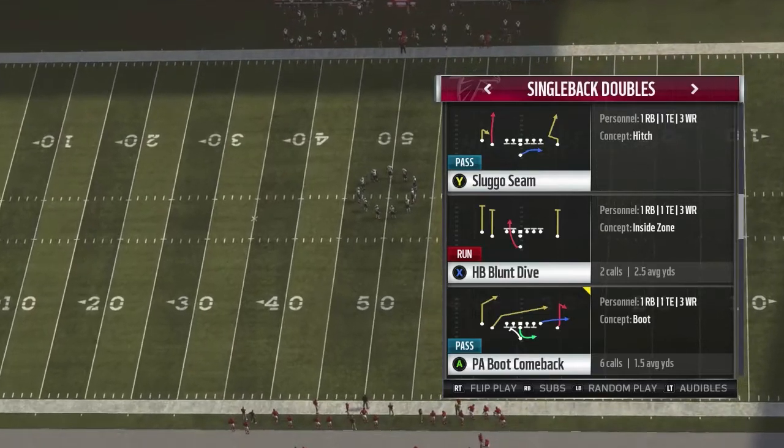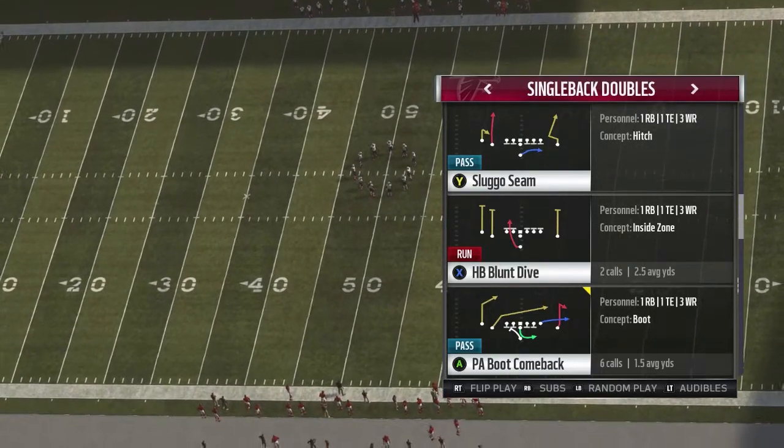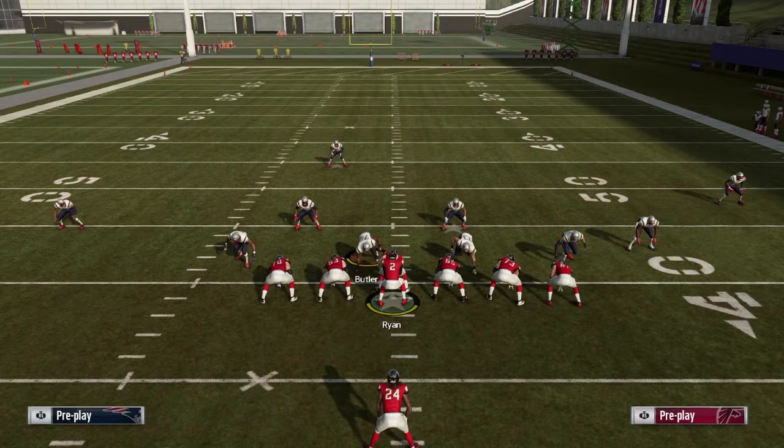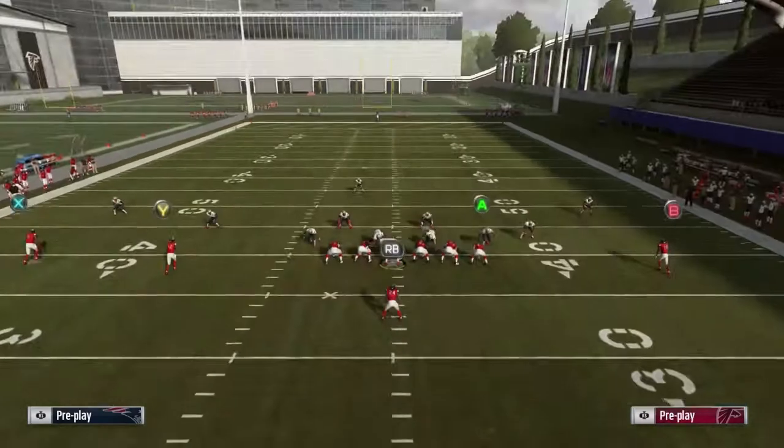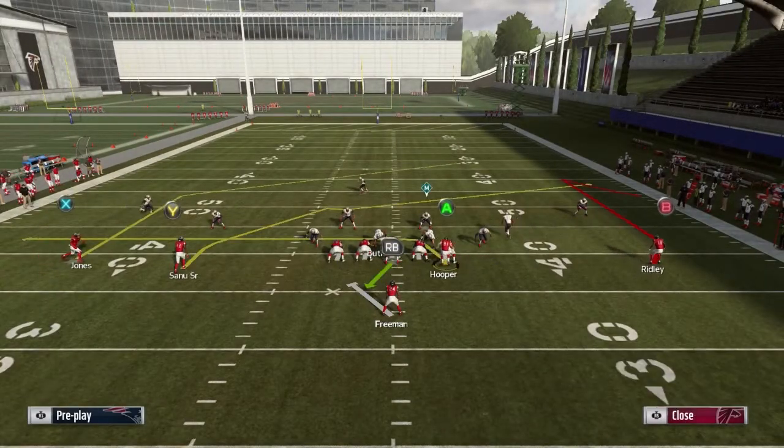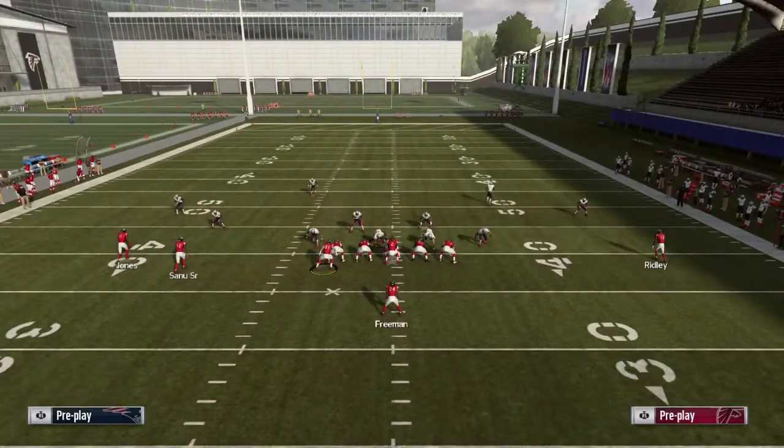So for this video, guys, we'll look at PA boot comeback, and we're going to show you a 3 levels concept that's very similar to a PA crossers or a PA boot, but we're going to run it out of this formation. So what we're going to do is put the A on a drag, motion him to the left, and put the B on a streak, block your running back. So it's going to look like this.